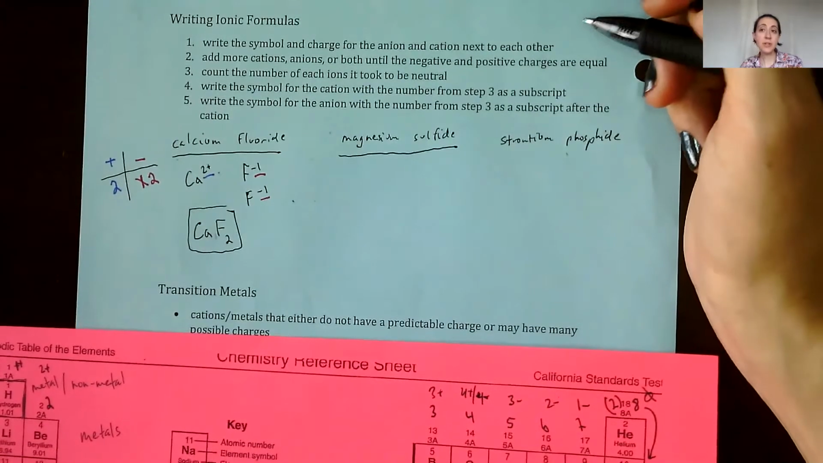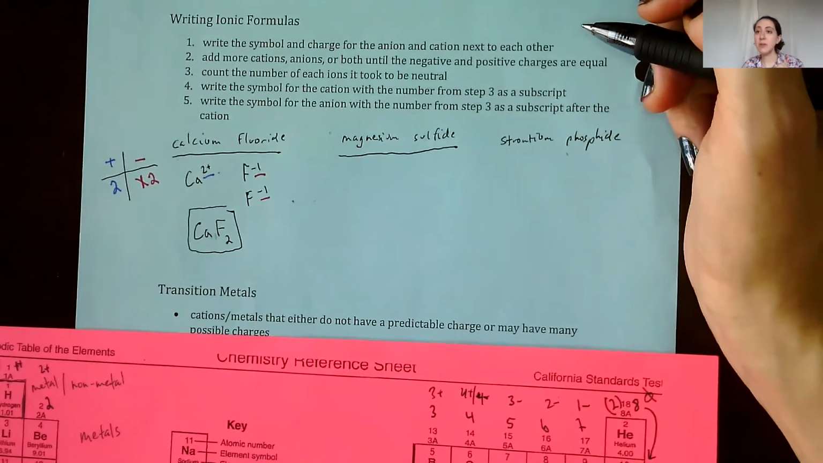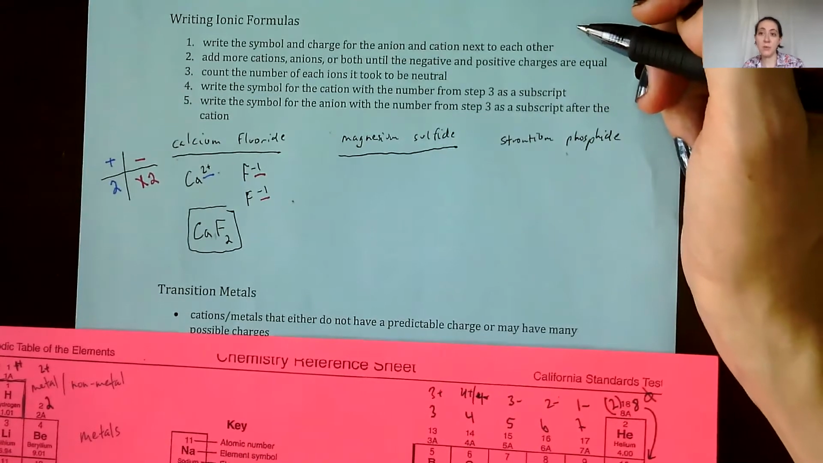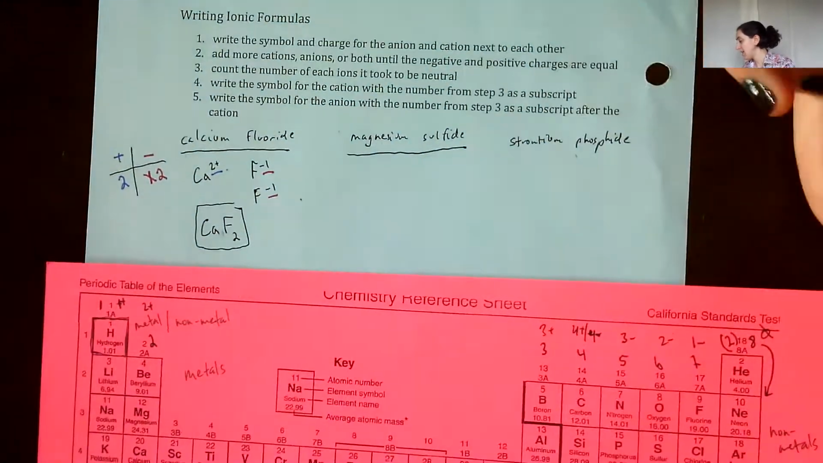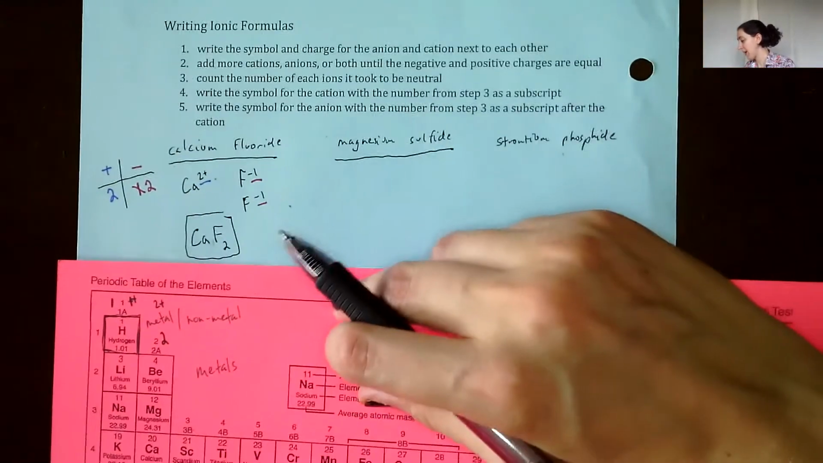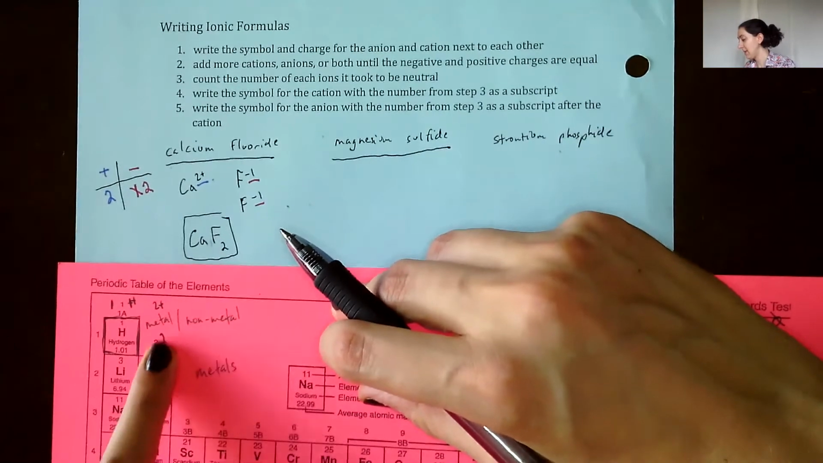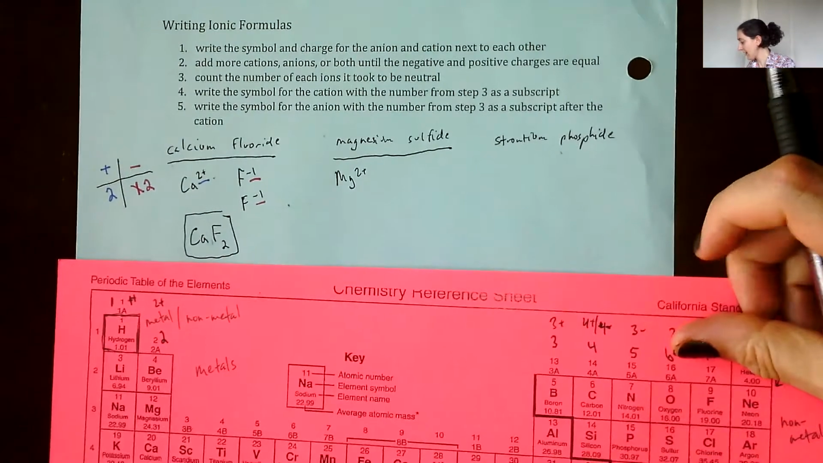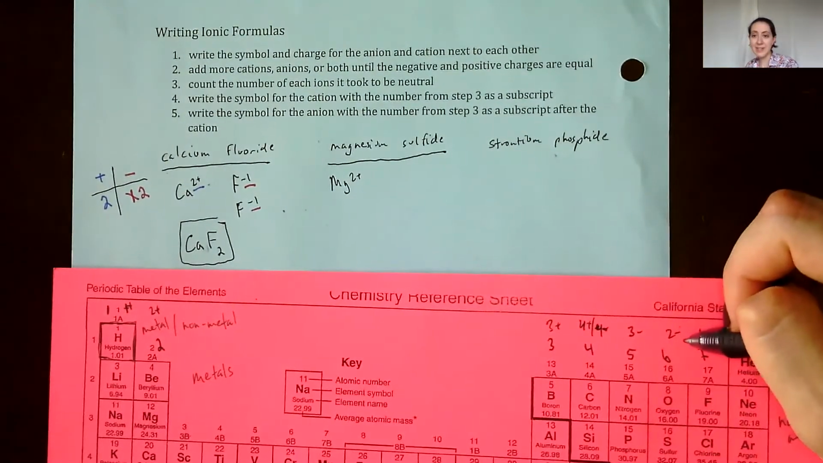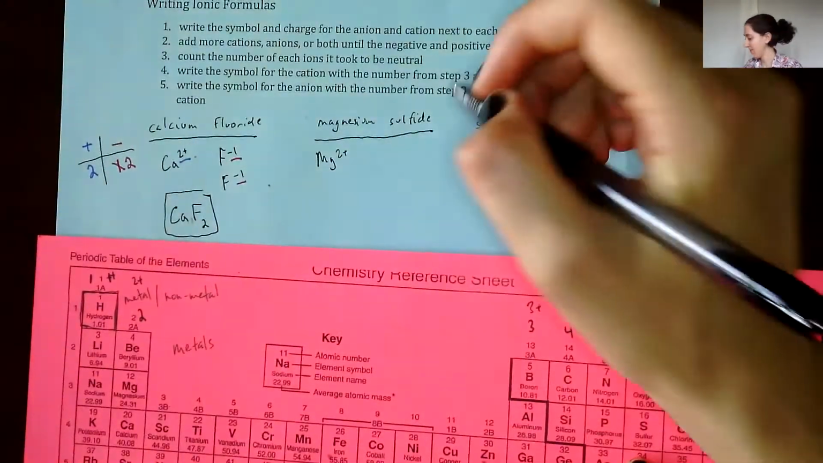All right. You can always try this one first, like pause the video and see what you get, and then you can check with what I've written. That could be a good idea. Okay, magnesium sulfide, first step. We got to find it. Magnesium is here. It is a +2 charge. Sulfide is over here. If we go up, you can see it, a -2.